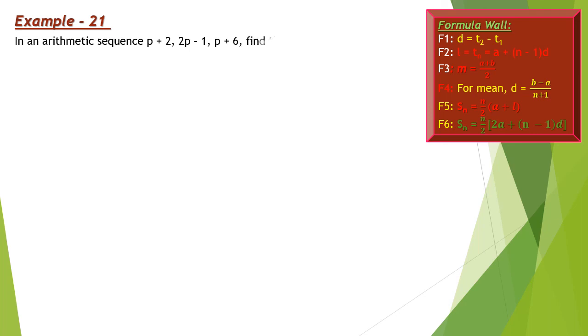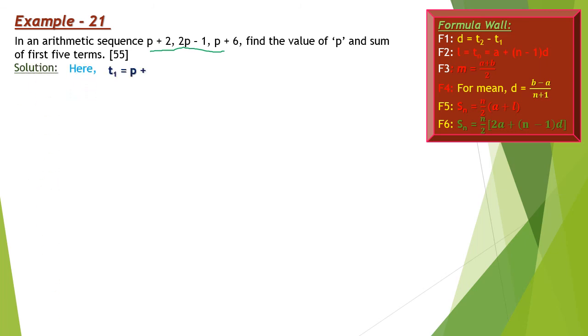This is the arithmetic sequence. Here we have to find the value of p, then we can find the sum of the first 5 terms. That is 55, the answer. Solution. Here t1 equal to p plus 2. Similarly, t2, the second term, is 2p minus 1, and our third term is p plus 6.